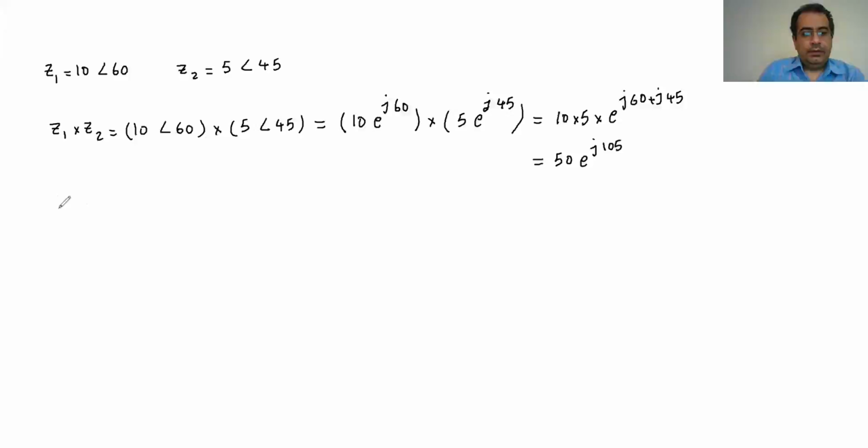Similarly, for the division, if I remember, last time when you wanted to divide in the rectangular form, I had to multiply with the z2 star, and do all those calculations. Now look at how easy it's going to be in this format. So it's going to be 10 with angle of 60 divided by 5 with angle of 45.